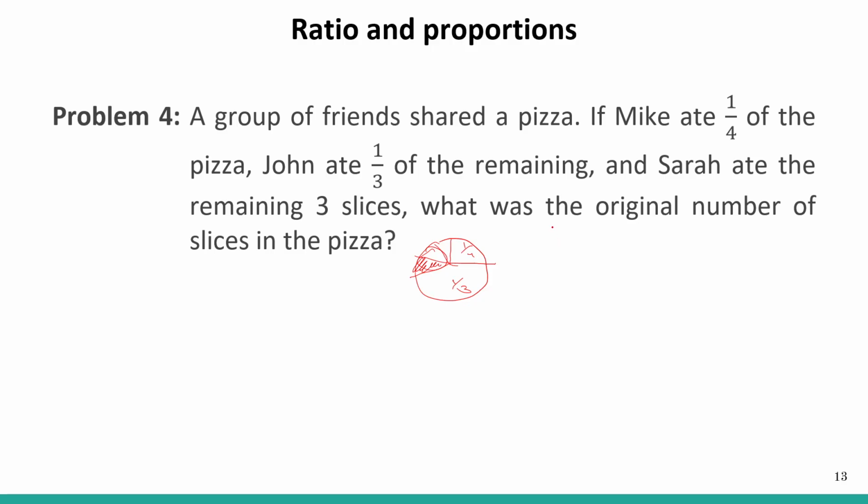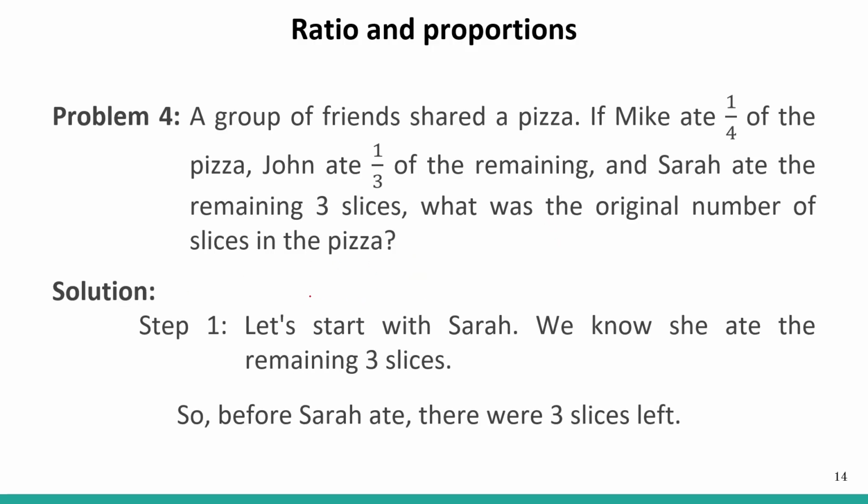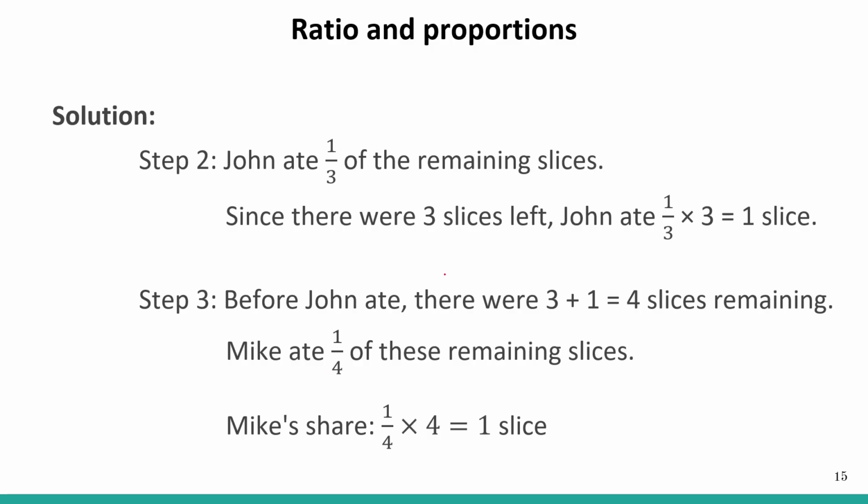So let's start with Sarah. We know that she ate 3 slices, so let's denote S as 3. So before Sarah ate 3 slices, there were 3 slices left. Since John ate 1/3 of the remaining slices, and there were 3 slices left, John ate 1/3 into 3, which is equal to 1 slice. Sarah has 3, John has 1. Before John ate, there were 3 plus 1 is equal to 4 slices remaining.